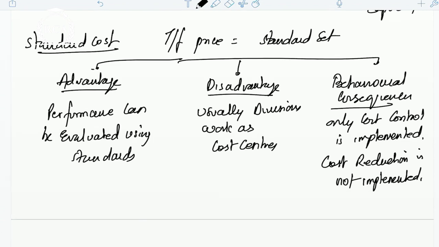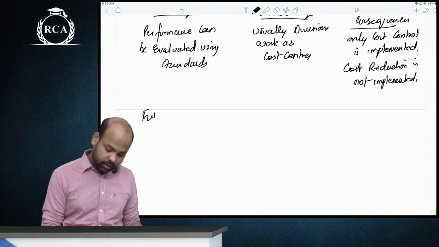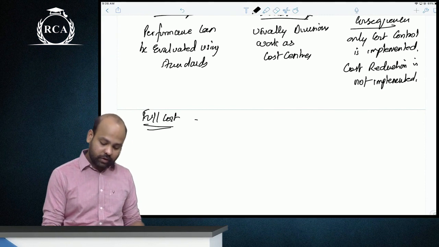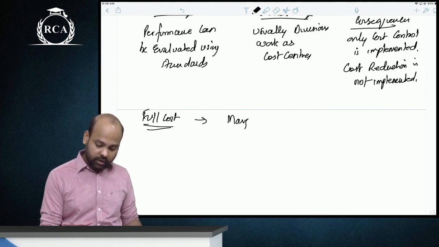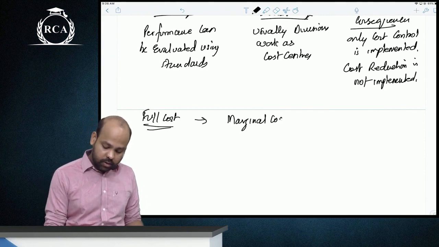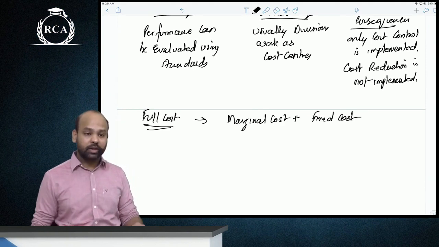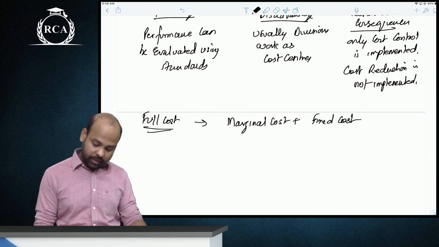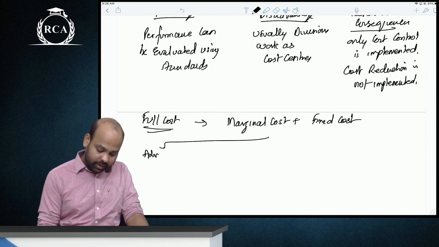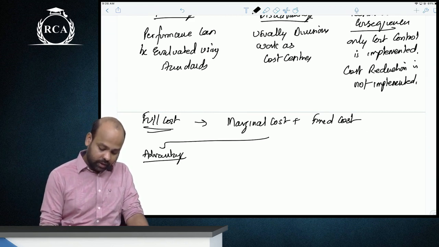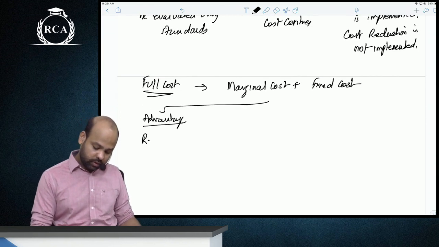Finally, guys, full cost method. When you say full cost, it is both marginal cost and recovery of variable cost. Marginal cost plus fixed cost. सबसे बड़ा प्रॉब्लम यहीं पे आता है बेटा. The advantage is recovery of total cost.